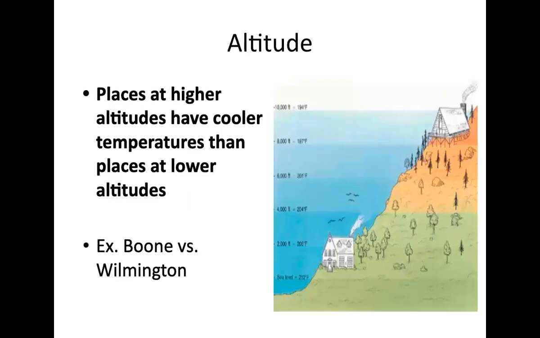So another thing is altitude, and we talked about this yesterday because remember I asked if anybody had ever been on a plane, right? Places at higher altitudes have cooler temperatures than places at lower altitudes. So for example, Boone is in the where? Have y'all heard of Boone, North Carolina? It's in the mountains, right outside Asheville. That's on the opposite side of the state. And then Wilmington, have we all heard of Wilmington? That's south of us and near the what?